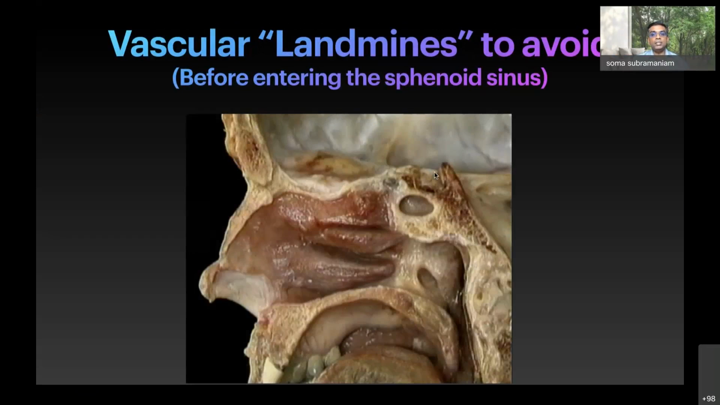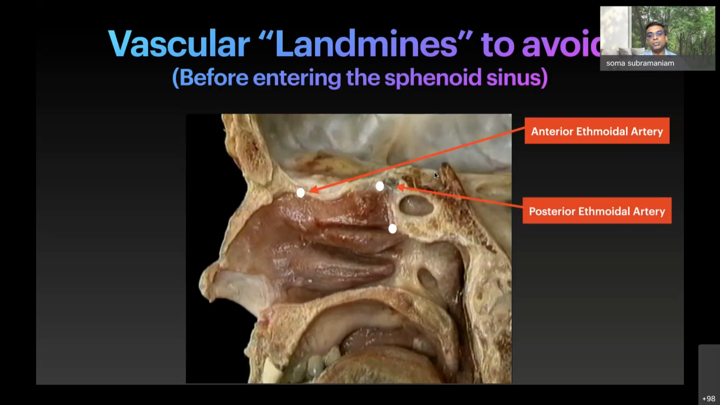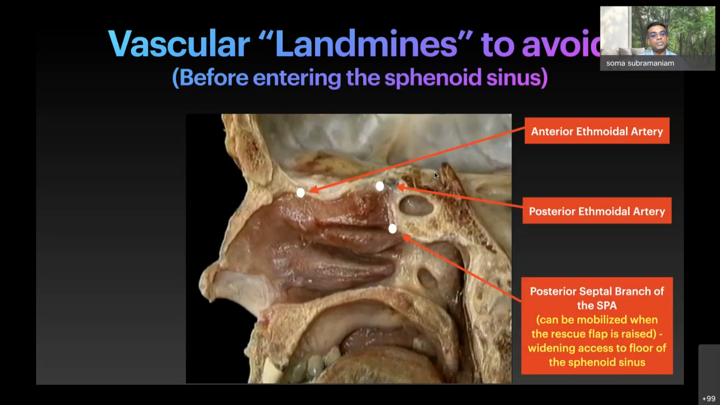So let's look at a few vascular landmines that you must avoid before you actually enter the sphenoid sinus. So there are actually three. One is the anterior ethmoidal artery at the front of the skull base. Two is the posterior ethmoidal artery at the posterior end of the cribriform plate. And the third one is the posterior septal branch of the sphenopalatine artery. So the first one, the anterior ethmoidal artery, doesn't really come into play during a sphenoidotomy, but the second and third one definitely come into play. As for the posterior septal branch of the SPA, I will show you later how this can be mobilized out of the way. And this is by doing a rescue flap, and that will widen your access to the sphenoid sinus and move this posterior septal branch of the SPA away from the sphenoid rostrum.